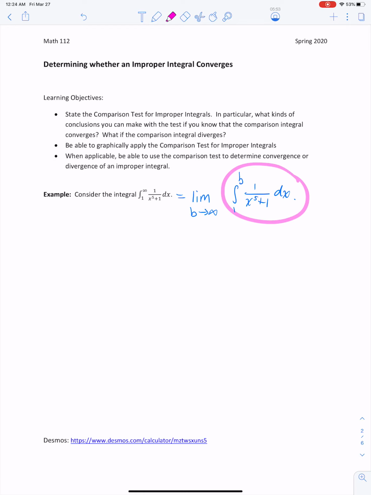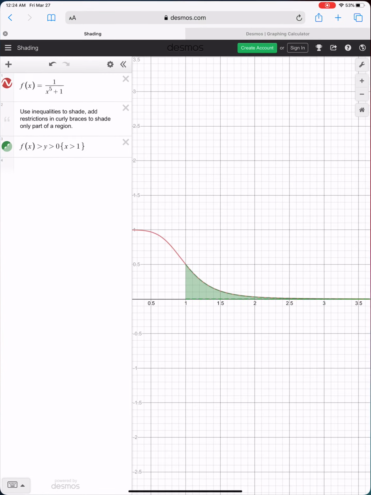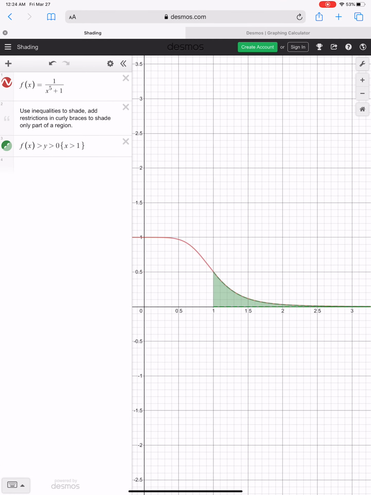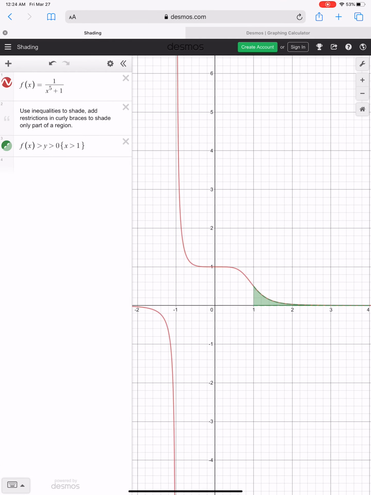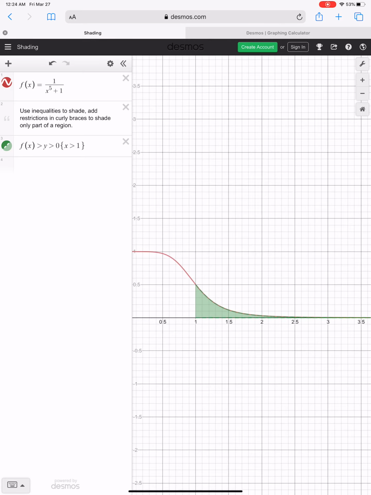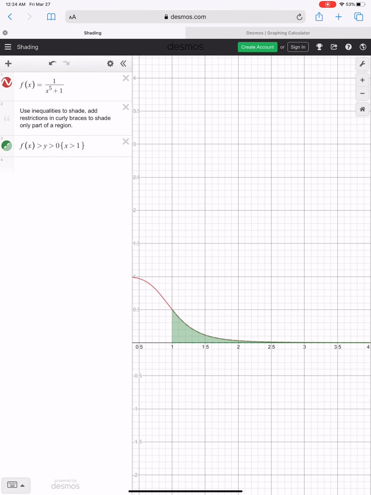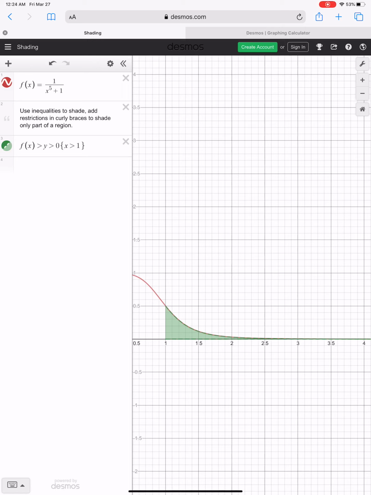So if you go to the link at the bottom of your handout here, you'll get to a Desmos worksheet where I have a graph of the function 1 over x to the fifth plus 1. And so if we just zoom in over the region we're integrating, we can look and we can see some properties of this function.